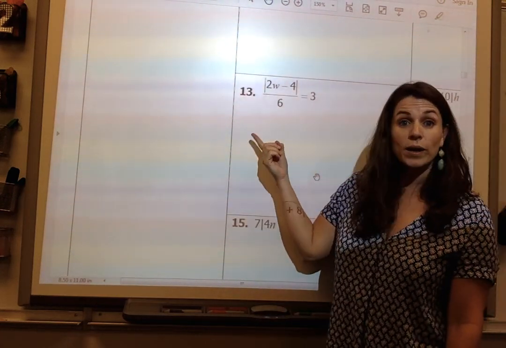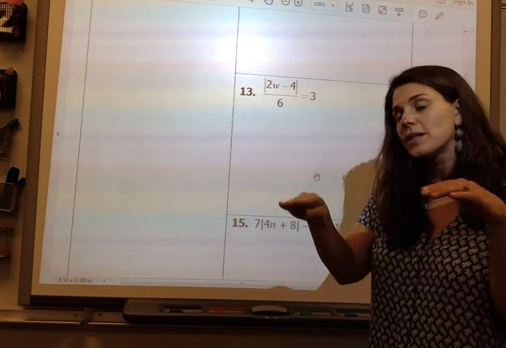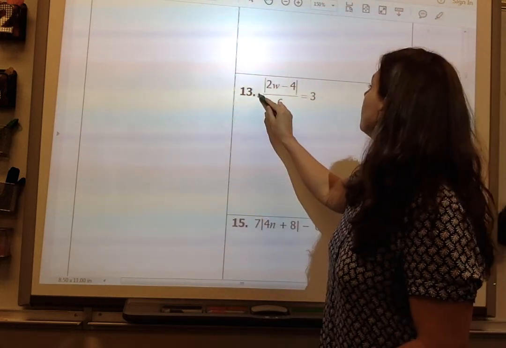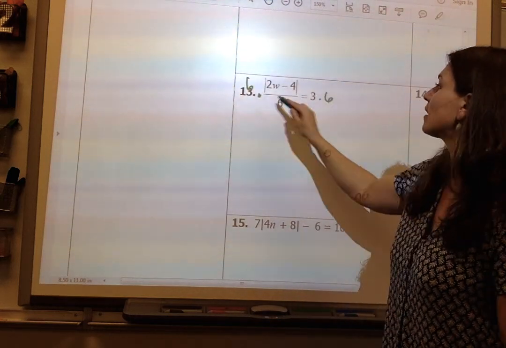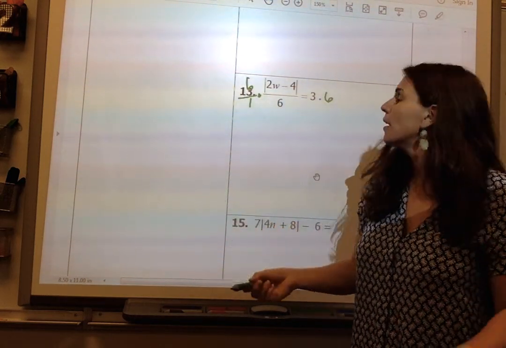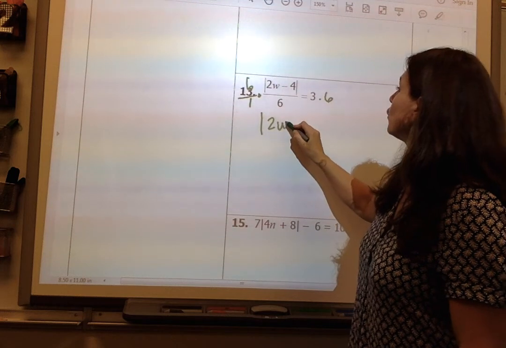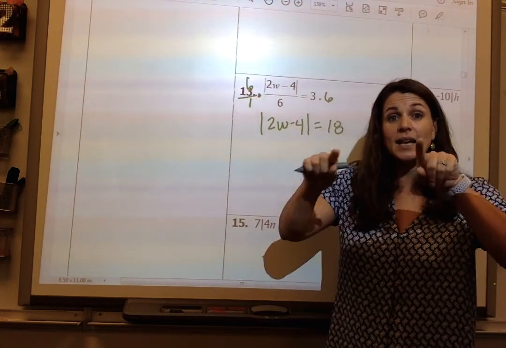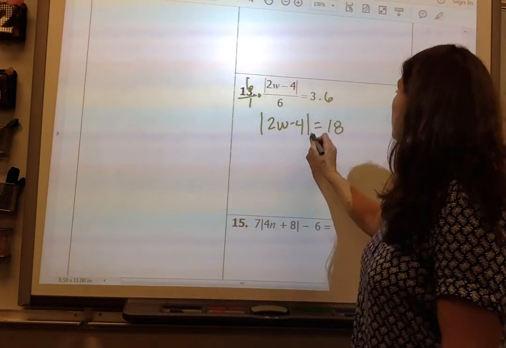Remember how I get rid of this dividing by 6. What's the opposite of dividing by 6? Multiplicative inverse. We flip it. So I'm going to multiply both sides by 6 over 1, or just 6. And then I get absolute value of 2w minus 4 equals 18. Now it's isolated. Step 2, branch into 2.